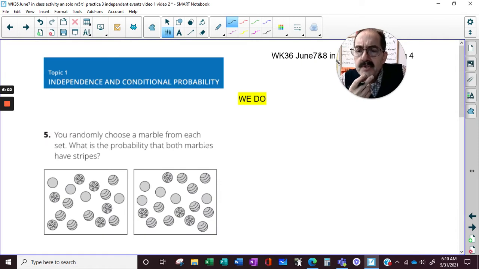You randomly choose a marble from each set. What is the probability that both marbles have stripes? Now, independent. You see how they're independent? You got one box, you got another box. These are independent acts. I'm actually going to write that. Independent.